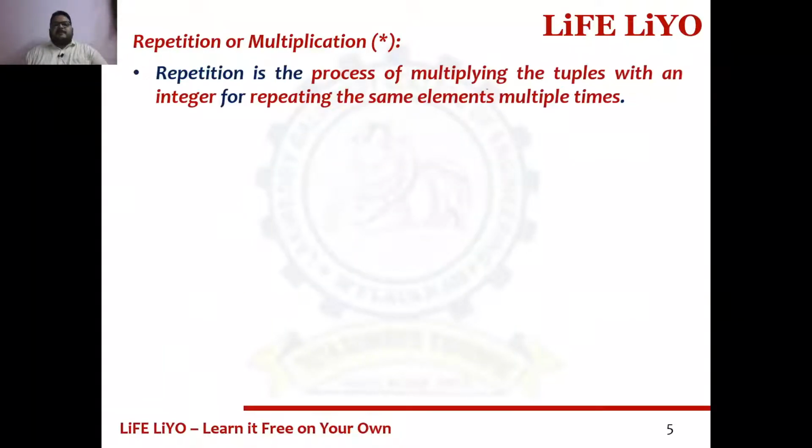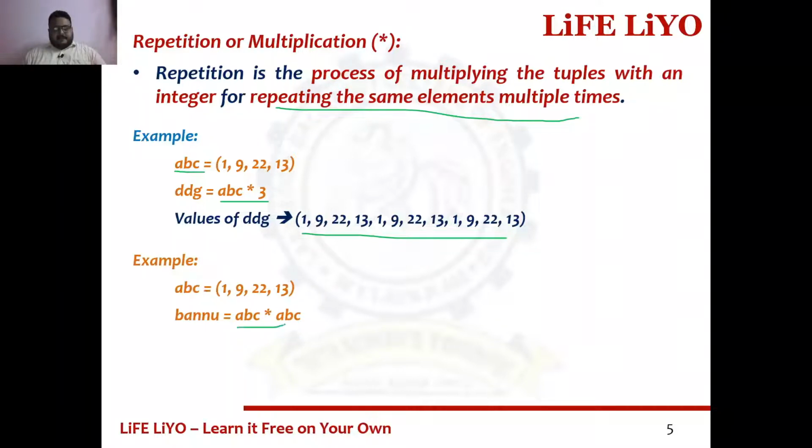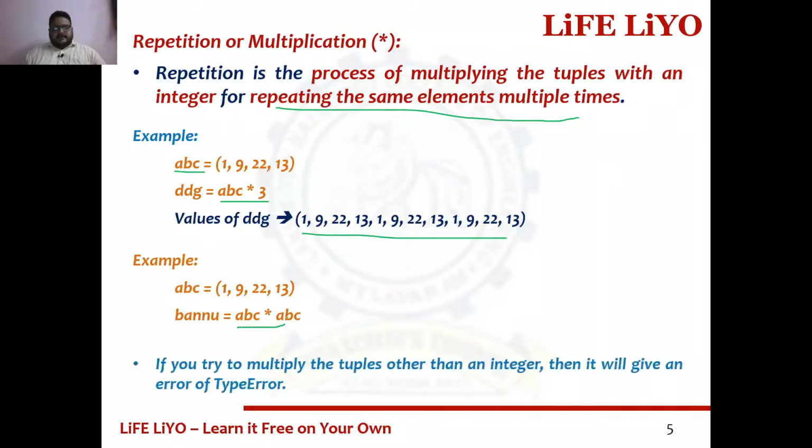Repetition means the process of multiplying the tuples with an integer for repeating the same elements multiple times. So ABC is a tuple. Multiplying the tuple 3 times means it gives the elements 3 times. So if you try to multiply a tuple with a tuple, obviously error.